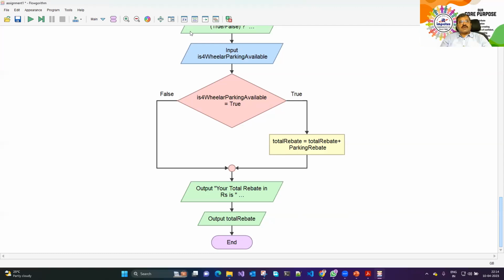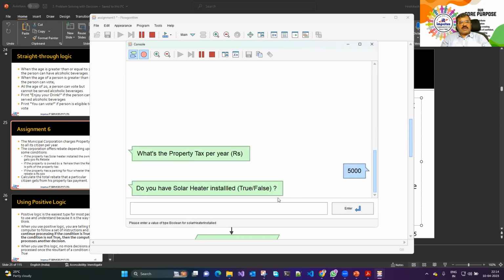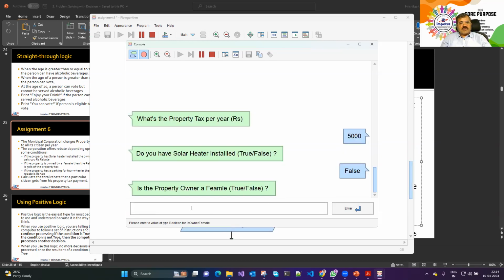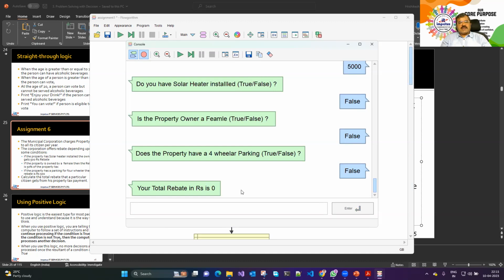Run this particular code and see. What is the property tax? Say I say property tax is suppose 5,000. Do you have solar heater installed? I say false. Is the property owner a female? I say false. Do you have four-wheeler parking? False. In that case, total rebate is rupees 0.